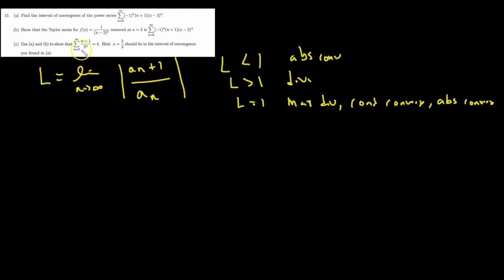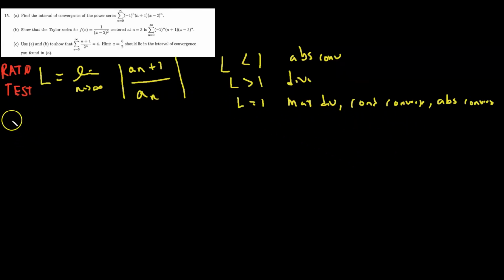So to find interval of convergence for power series, we usually use the ratio test. The ratio test here states that we're finding the value L, where L is the limit as n approaches infinity of our power series A sub n plus 1 over A n. We'll fill that in soon. And if L is less than 1, it's absolutely convergent. If it's greater than 1, it's divergent. And if L equals 1, it may diverge or converge.